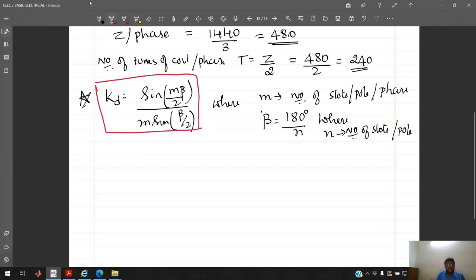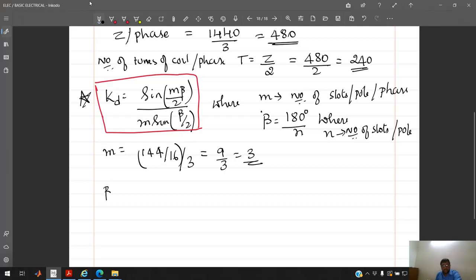So let us calculate what is the value of Kd now. Before that we will calculate what is m. m is equal to number of slots, that is 144 per pole, so 16 per phase. So they have given it as 3-phase, so per phase. So 144 by 16 divided by 3. If you calculate, you are going to get the value of m as 3. 144 by 16 is 9. 9 by 3 is 3. So you are going to get m as 3.